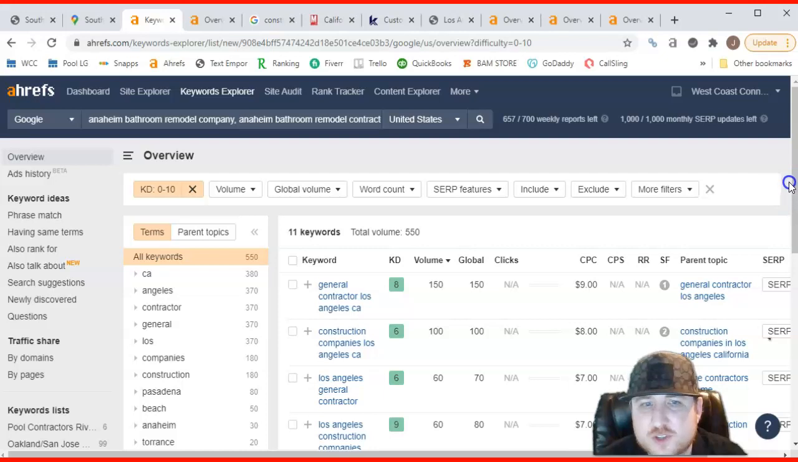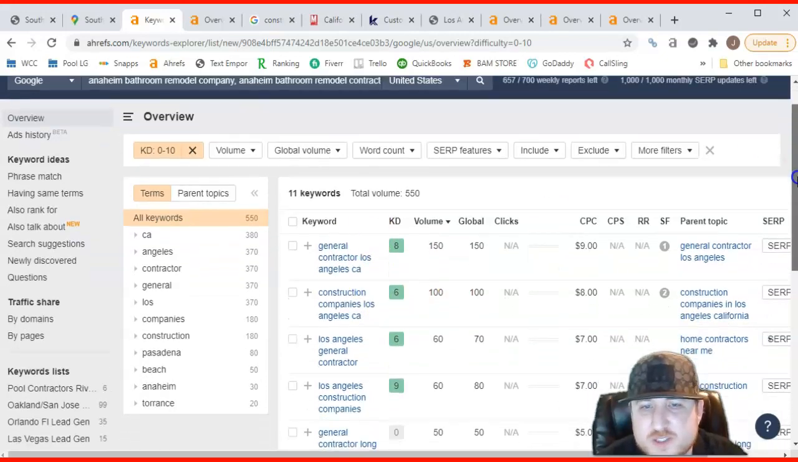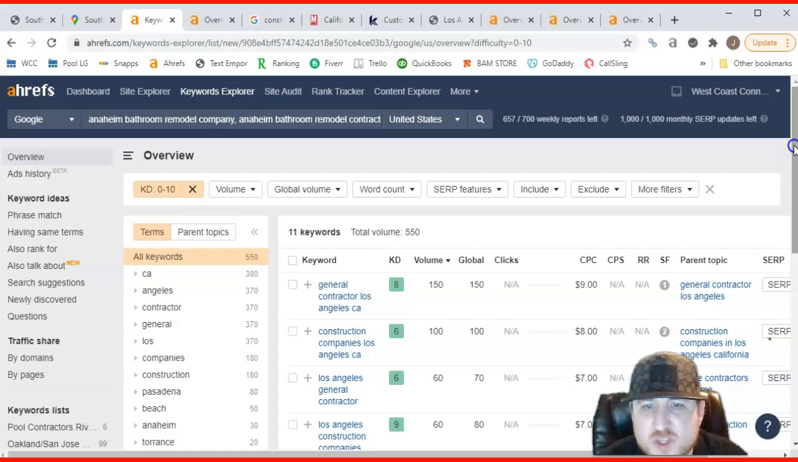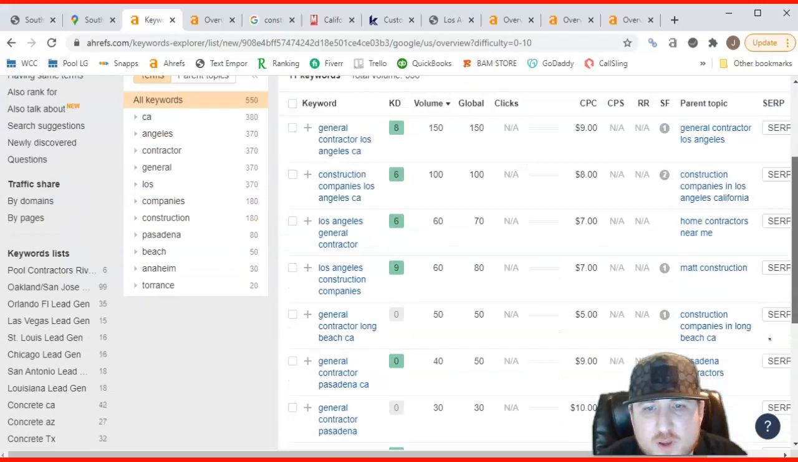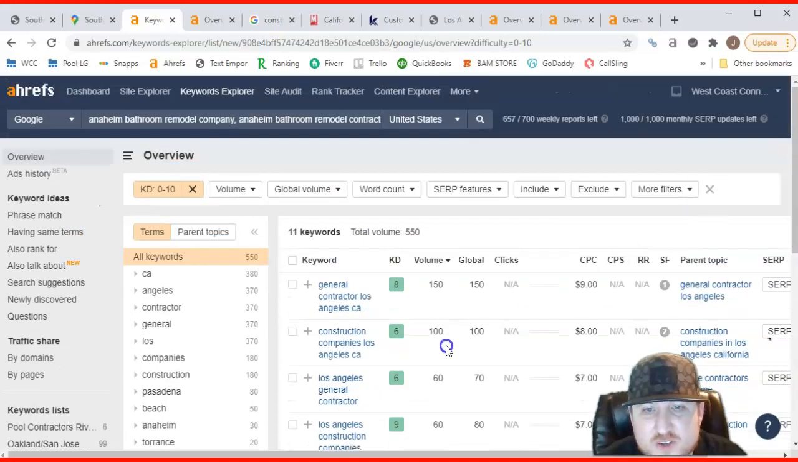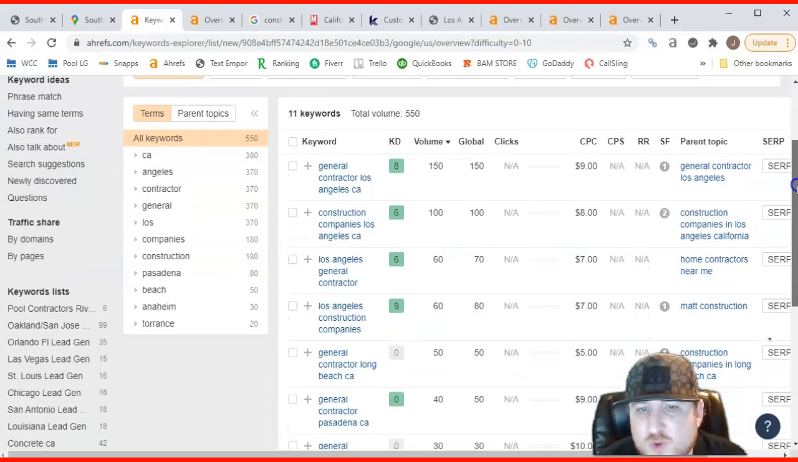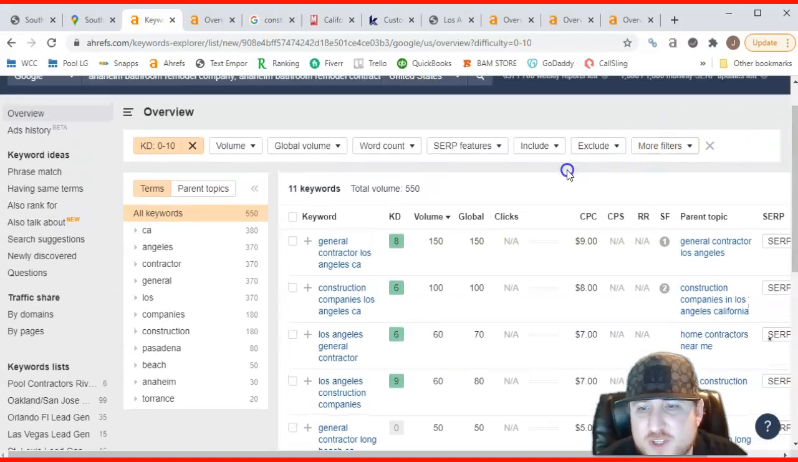And I went ahead and searched in your area and I put a KD, or keyword difficulty, from 0 to 10 because some of these general contractor terms in LA get pretty crazy and they would probably take a year at least to rank for, maybe even 2 or 3 years depending on how strong the keyword difficulty is. But this is on a scale from 0 to 100. So what you want is a low keyword difficulty so that you can try to rank for it higher.